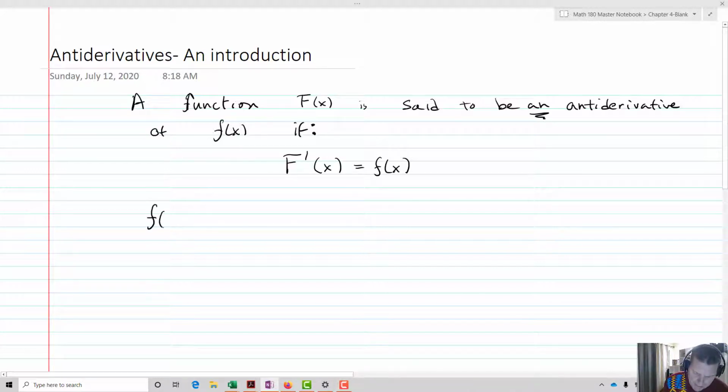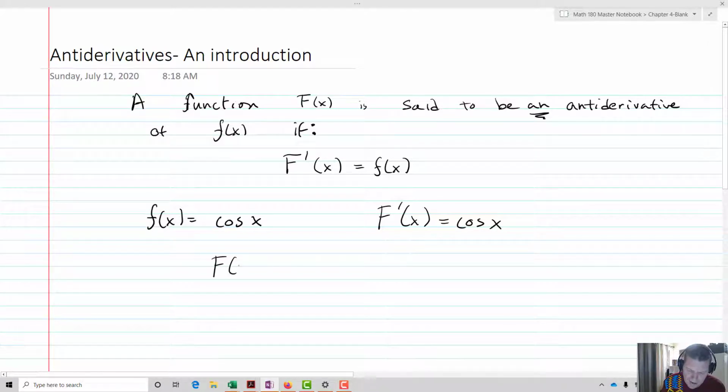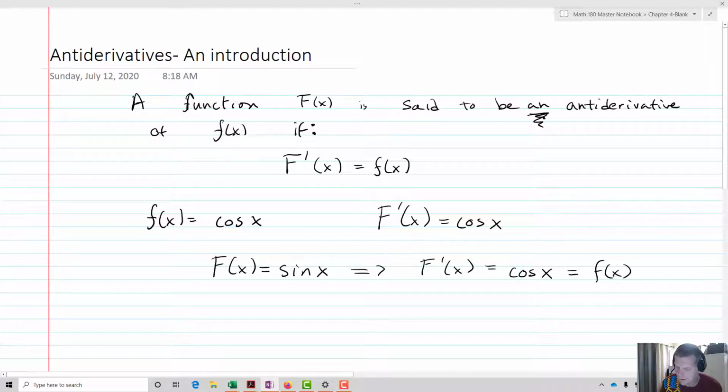Say for example I use little f of x equals cosine x. Well, we want big F prime of x to equal cosine x. What is the function that actually does that? Well, the function that does that is sine x. So big F of x is going to equal sine x. That's an example of an antiderivative for little f of x, because if I take big F prime of x, that's just going to equal cosine x, which is equal to little f of x. All right? So that's the basic idea. We're going to kind of go backwards and forwards. Let's take a look at another example.